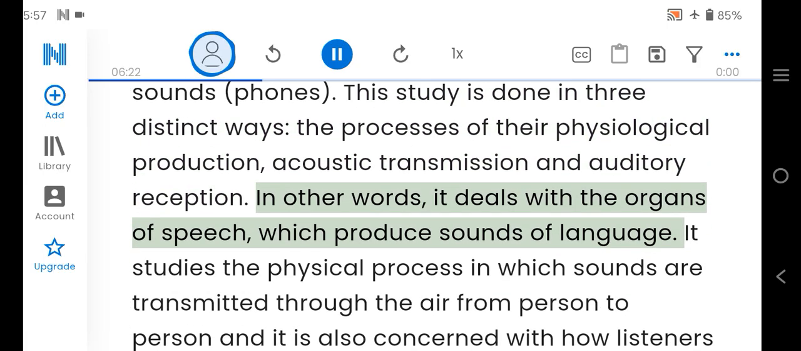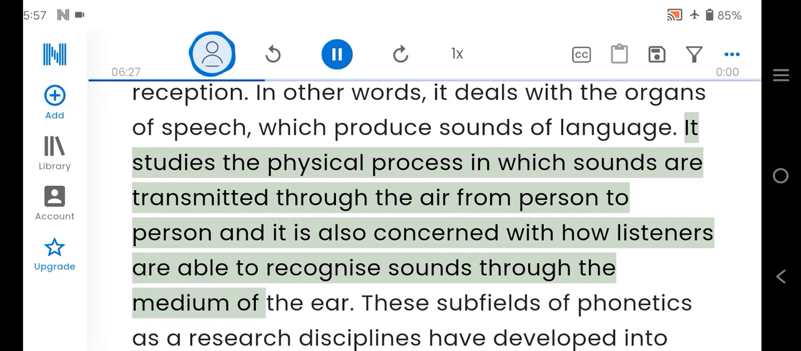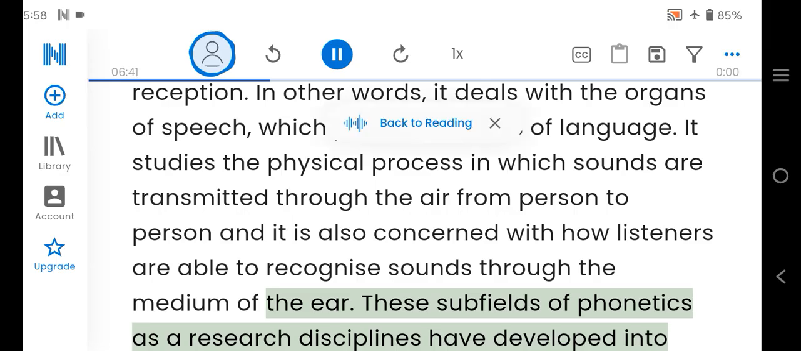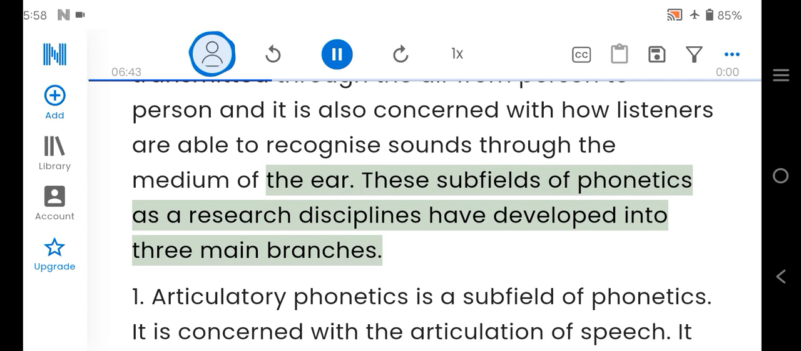In other words, it deals with the organs of speech, which produce sounds of language. It studies the physical process in which sounds are transmitted through the air from person to person, and it is also concerned with how listeners are able to recognize sounds through the medium of the ear. These subfields of phonetics as a research discipline have developed into three main branches.